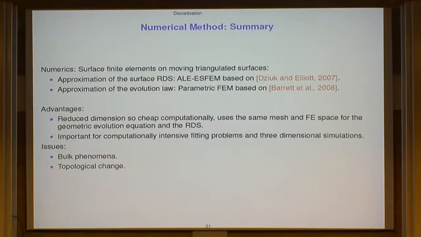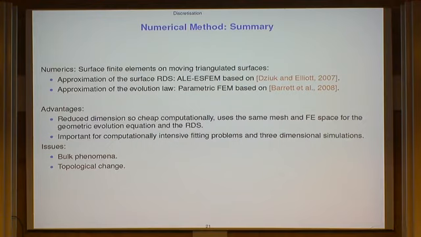We approximate the surface reaction diffusion system with an ALE evolving surface finite element method, and we approximate the evolution law with a parametric finite element method based on the method of Barrett, Garcke, and Nürnberg. The big advantage of this approach over other standard approaches is one of reduced dimension. We solve the surface PDE and the surface evolution law with triangulated surfaces. So for a d-dimensional surface, our algorithm is d-dimensional.